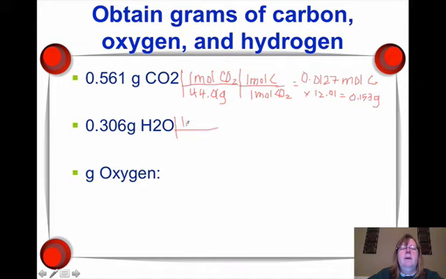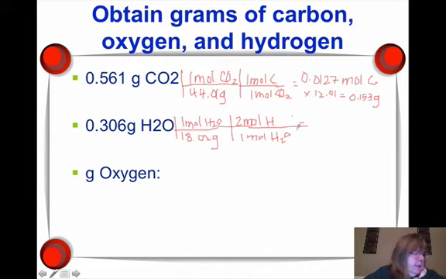Okay, water has an extra step in here. We know that a mole of water has a mass of 18.02 grams. And here's the tricky part, that there are 2 moles of hydrogen in 1 mole of water. A lot of people forget this step. In carbon dioxide, it was a 1-to-1, but in water, it's not. And then we get our moles of hydrogen.